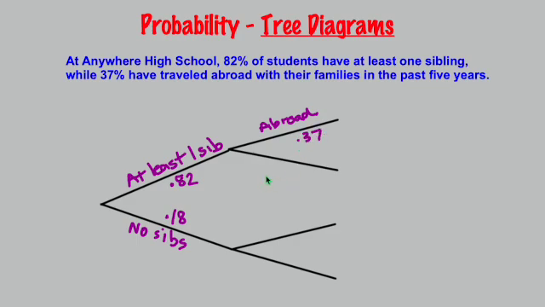And the reverse of traveling abroad is, oh, you haven't traveled abroad. So I'm just going to put not. And 100 minus 37 would be 63. So I'm going to put 0.63 over here. So that's where all these numbers come from.